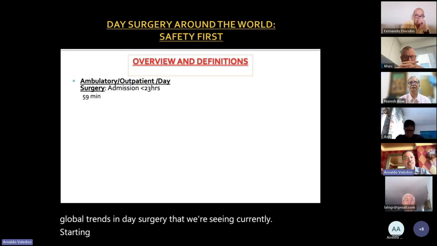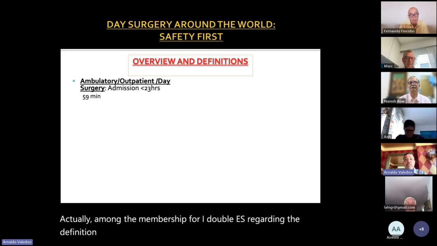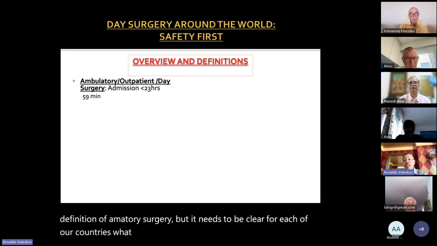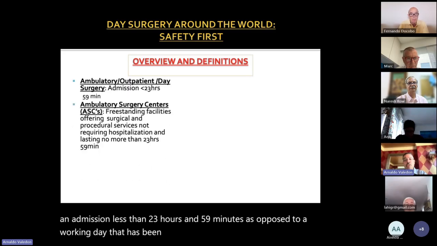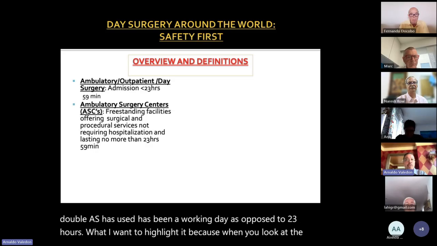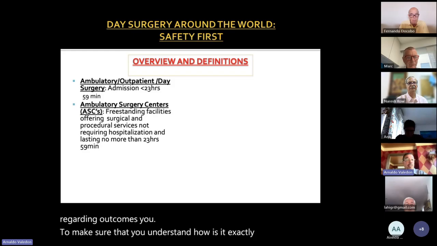Starting with definitions, there has been a lot of debate recently among the membership of IAAS regarding the definition of ambulatory surgery, but it needs to be clear for each of our countries what we mean by that. It could, as an example, be an admission of less than 23 hours and 59 minutes as opposed to a working day, which has been in debate. The official definition that IAAS has used has been a working day as opposed to 23 hours. But I want to highlight it because when you look at the data regarding outcomes, you have to make sure that you understand how exactly the outcomes are being defined.